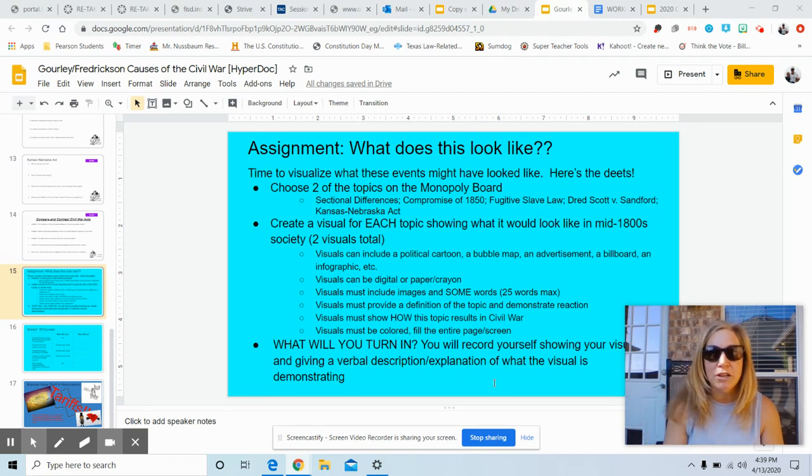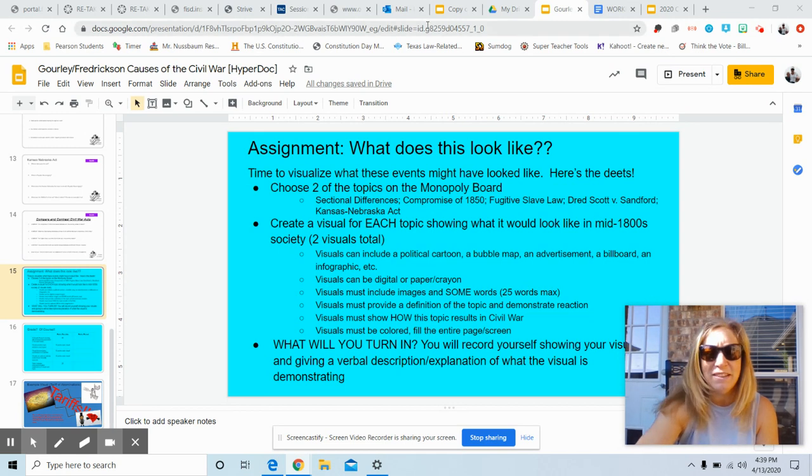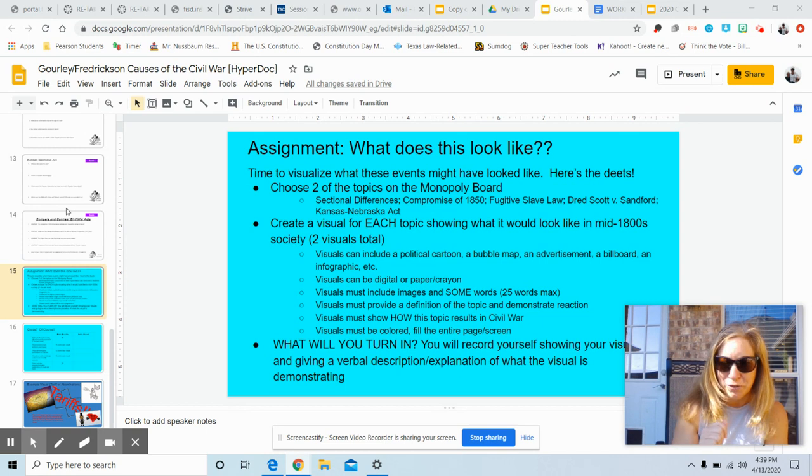So this week, you're going to do that product, that very last project from these causes that you've been looking at for the last 2 weeks. So here on our board, I'm sure a lot of you have seen these, either the last 3 slides on our Monopoly board slide presentation. So you're going to create 2 visuals. So you've got overall 1, 2, 3, 4, 5 different topics you can choose from.